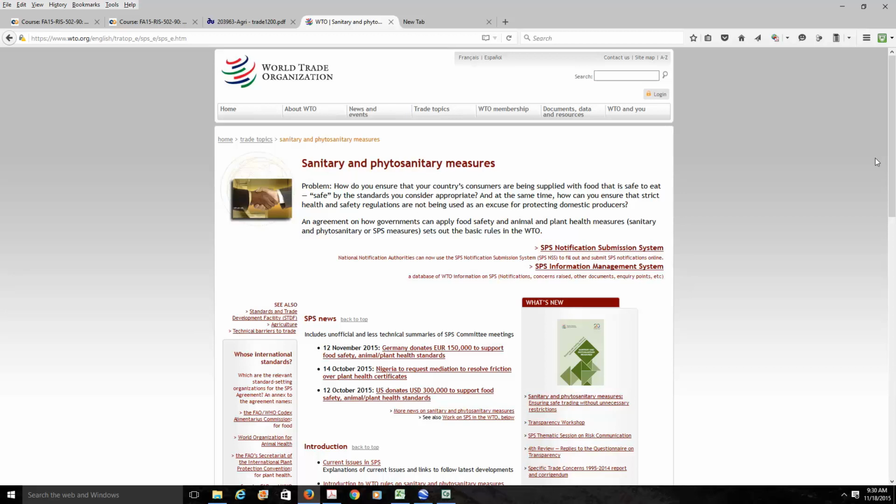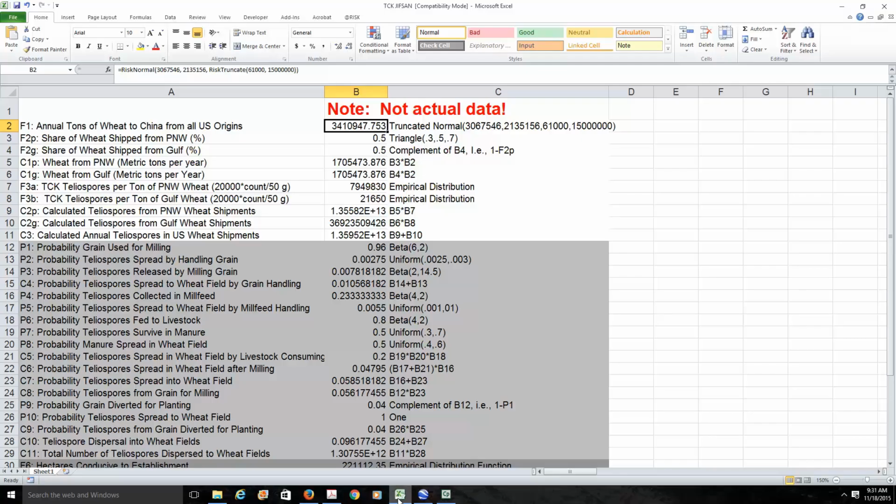So this SPS agreement was really critical in causing the spread of risk assessment around the world. It basically said that if you're going to trade, you've got to know how to do risk assessment. So the United States, knowing that China wanted to join the World Trade Organization, decided that we would do a risk assessment on TCK and its effect on China.